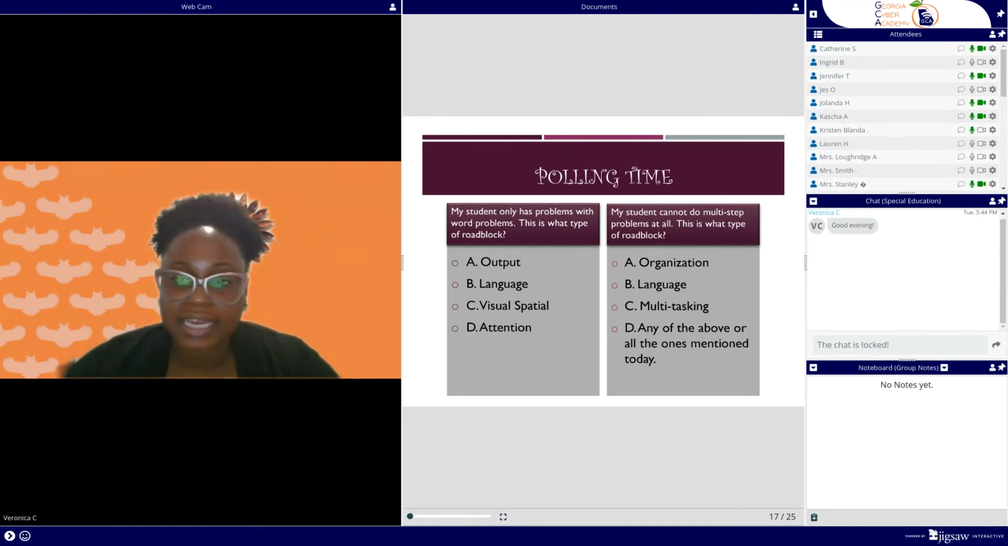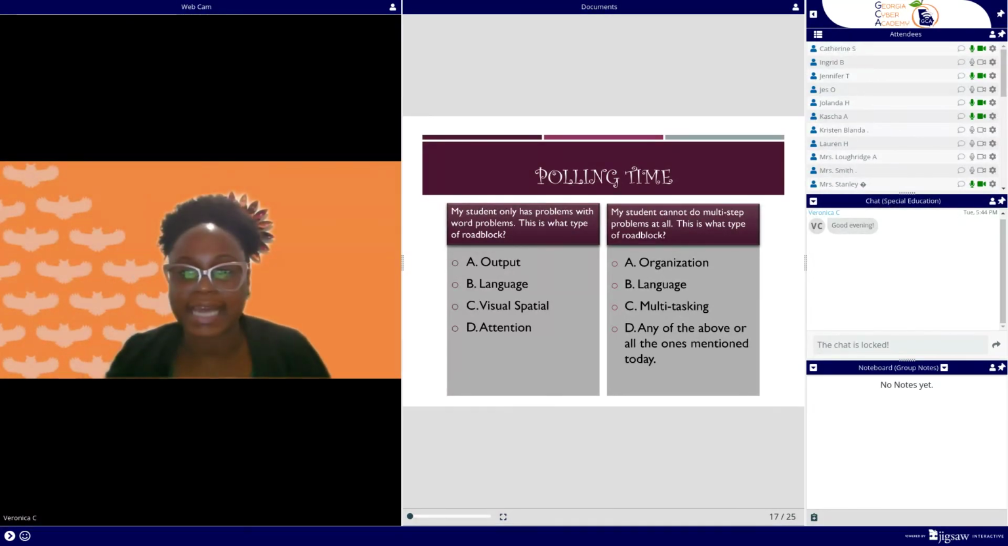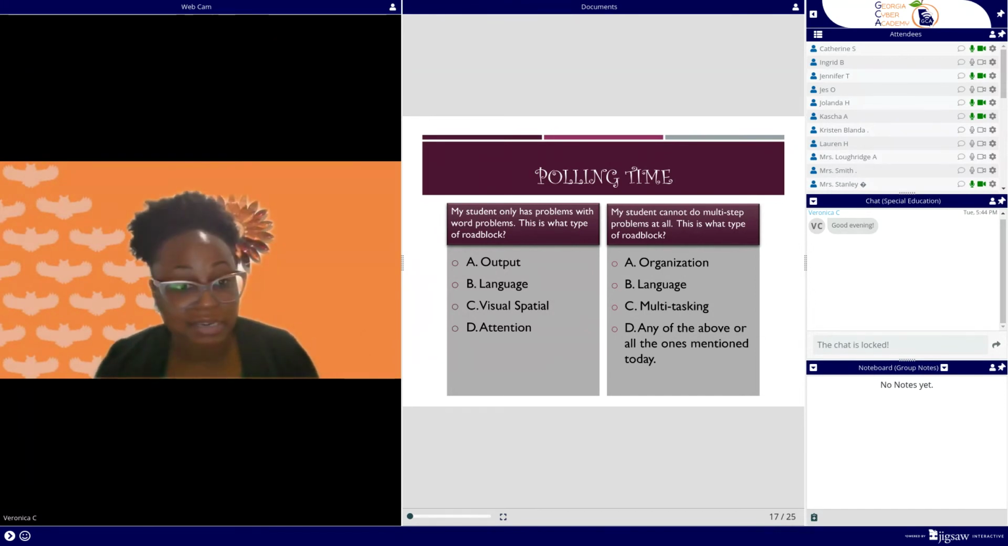Your student can't do multi-step problems at all. This is what type of roadblock? Anyone? Miss Tanya, Miss Ruff? I would say D. Yeah, D. This could be any of them. Thank you. This could be any of them, right? And so we would have to work together with the teacher and the learning coach to figure out what exactly in their multi-step problems the student is getting hung up on, so we could maybe narrow it down. And it could be all of these different things, right, that we need to address.